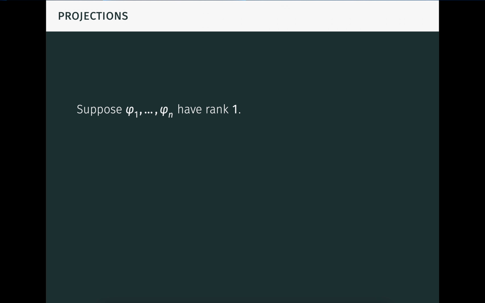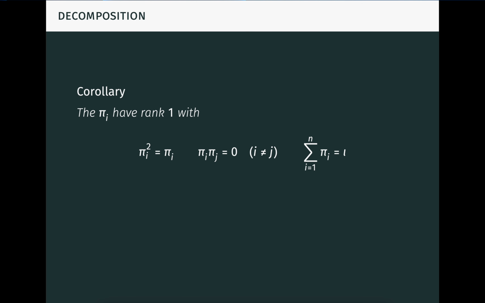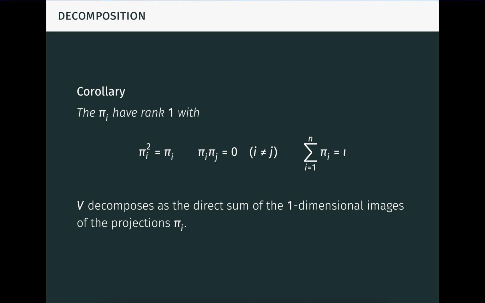It can also be used to prove an analog of the invertibility result for classical determinants. For simplicity, we suppose that the linear maps phi1 through phi n have rank 1. If their mixed determinant is non-zero, then we can define the linear maps pi I seen here. These maps come from the right-hand side of the first equation in the theorem after dividing by the mixed determinant. It follows from the theorem that the pi I are rank 1 projection operators which provide a resolution of the identity. So the space V decomposes as the direct sum of the one-dimensional images of the projections. In a certain sense, this can be viewed as a generalization of the invertibility of a single linear map to more than one linear map.